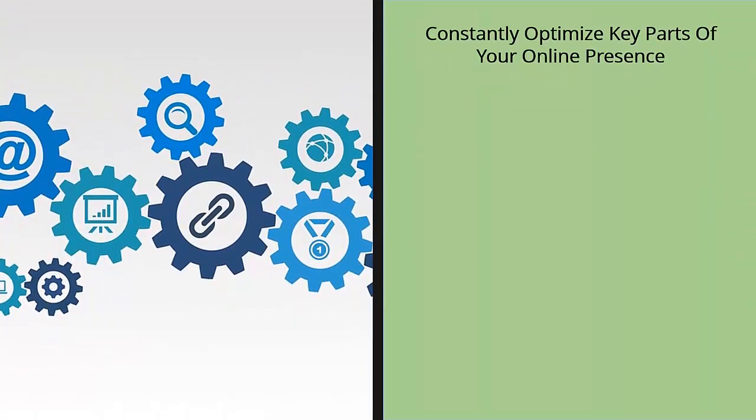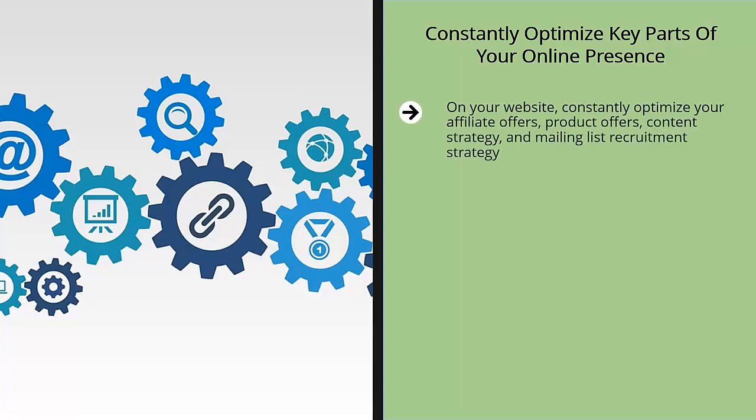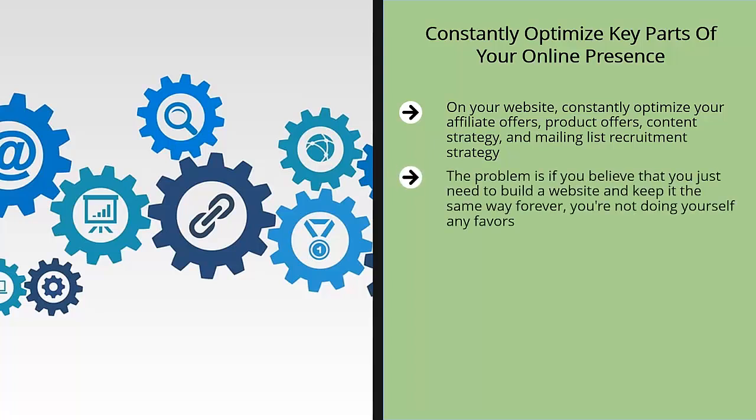Constantly optimize key parts of your online presence. On your website, constantly optimize your affiliate offers, product offers, content strategy, and mailing list recruitment strategy. Keep mixing it up and look at what works. The problem is if you believe that you just need to build a website and keep it the same way forever, you're not doing yourself any favors. You're putting yourself at a serious competitive disadvantage because, let's face it, most people do not do things right the first time around. There's always room for improvement. You can always optimize for greater results.